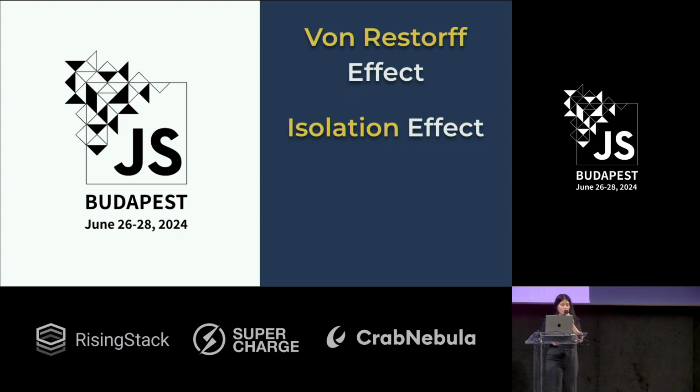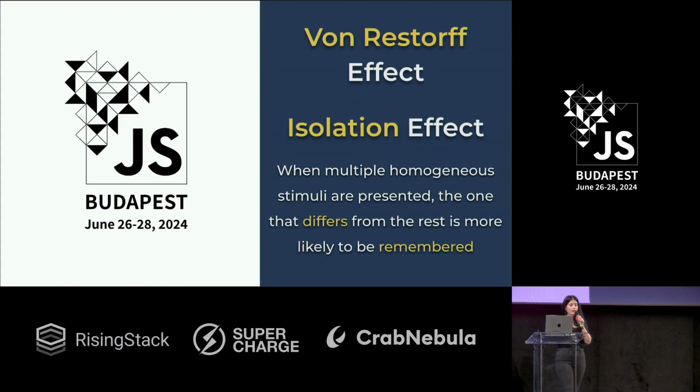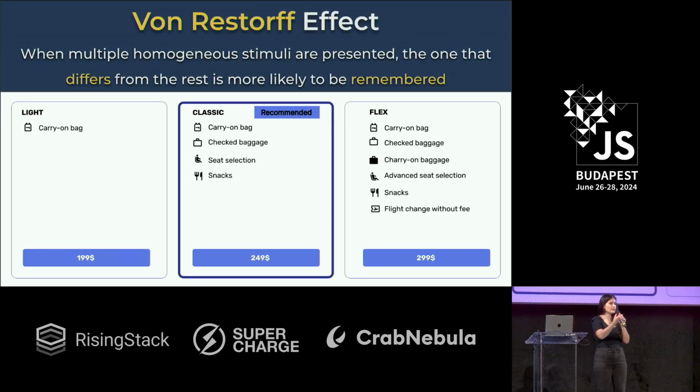So how is it applied to product? It is called the von Restorff effect, or isolation effect. It says that when multiple stimuli are presented, the one that differs from the rest is most likely to be remembered. So we can take this principle and apply it to product. For example, we can add tags to a certain option that we want to stand out. If we are purchasing a plan, whether it's, I don't know, Spotify or Mentimeter or something like that, or a flight, we get a recommendation tag, meaning we want it to stand out compared to the other options.